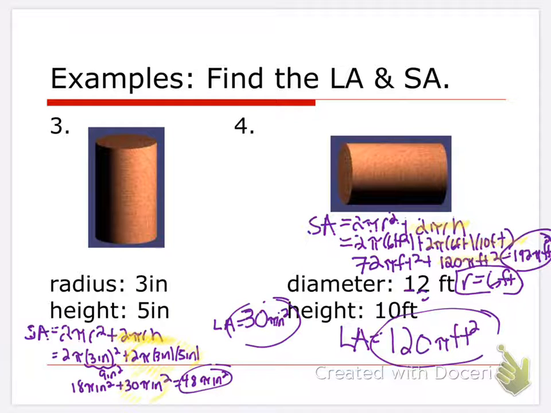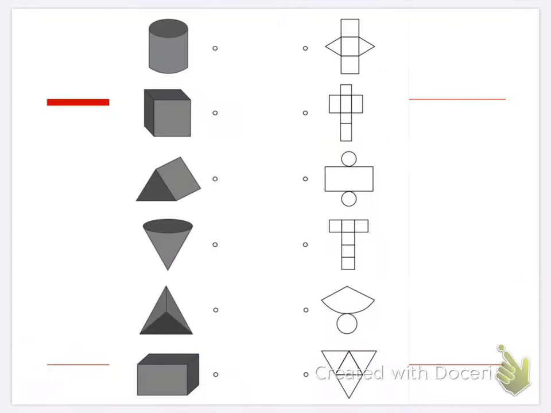Okay, one more slide. Okay, so this page is called matching nets. We call them nets when you take a shape and you take it from a 3D shape to a 2D shape, or vice versa. If you take a 2D shape and you're able to turn it into a 3D shape. And so we're going to match.